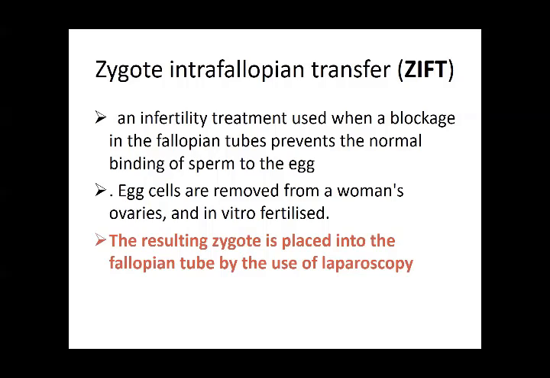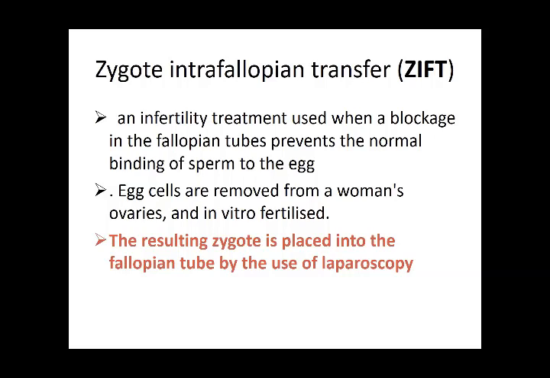Then there is something we call ZIFT, that is the zygote intrafallopian transfer. There, we were working with the gamete. In this, we are working with the zygote. It is an infertility treatment used when a blockage in the fallopian tube prevents the normal binding of the sperm to the egg. Eggs are removed from the woman's ovary and fertilized in vitro. The resulting zygote is placed into the fallopian tube by the use of laparoscopy.